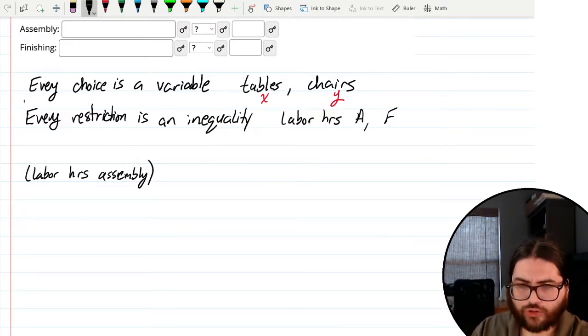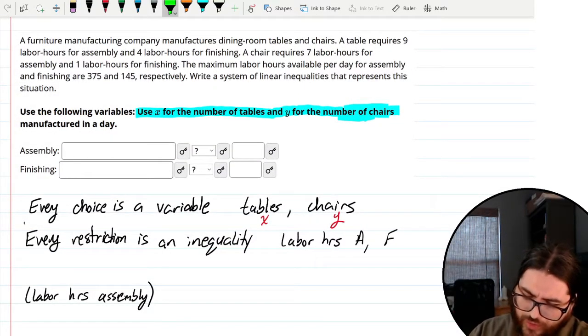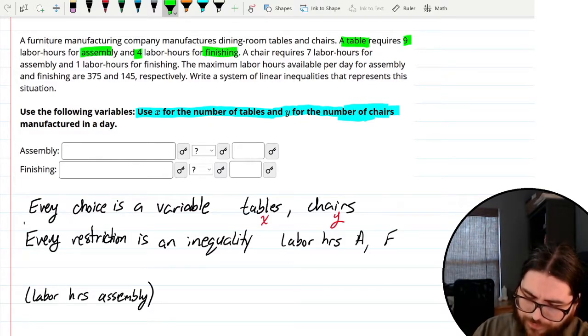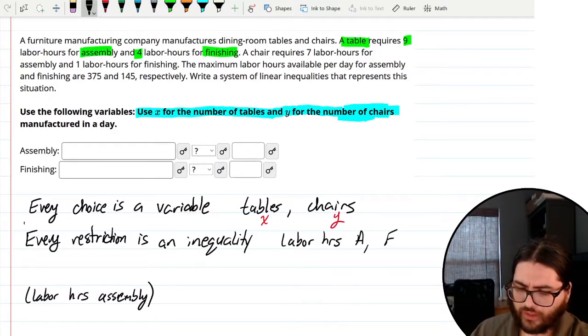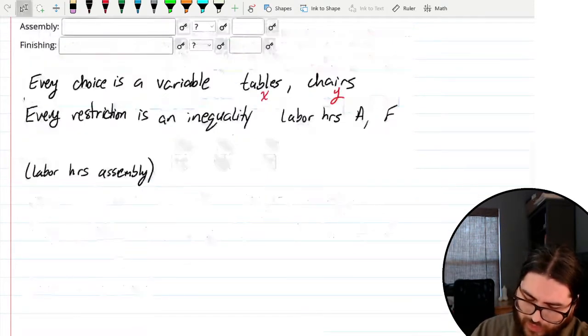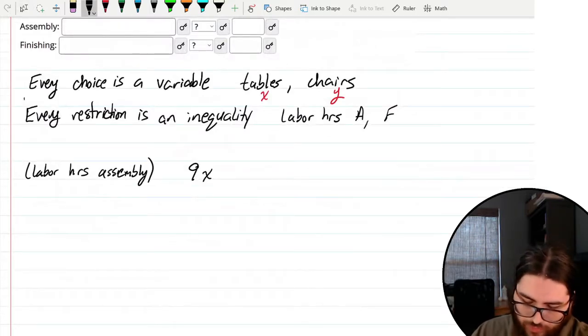How many labor hours do I use for assembly? Let me go back up to my problem. My problem tells me that every table requires 9 hours for assembly, 4 hours for finishing. So if a table, which is X, requires 9 hours for assembly, 4 hours for finishing, it seems like 9X, that's how many total labor hours of assembly come from tables.